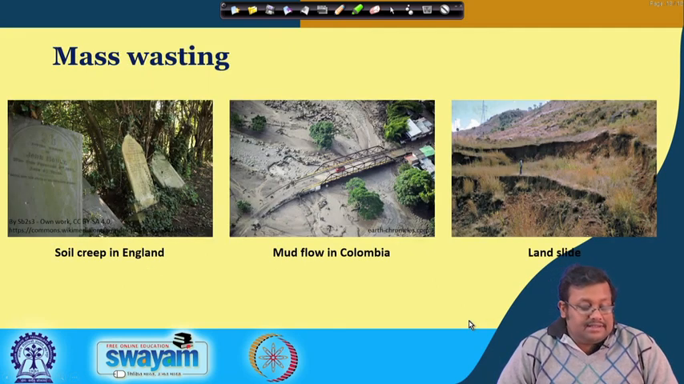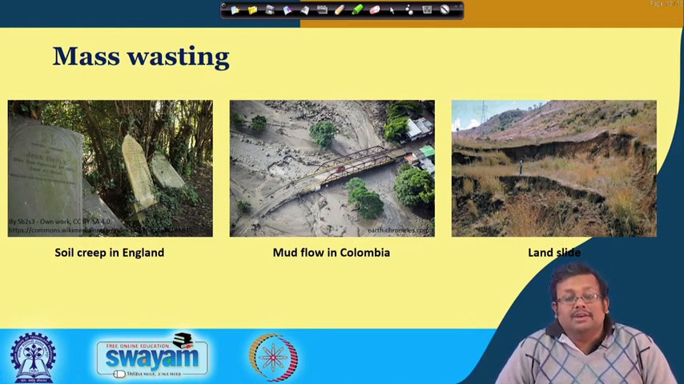In the next slide you will see pictures of these three different processes. The left one shows soil creep in England, UK, the second one shows mud flow in Colombia, and finally the third one is a landslide. Landslides are very much visible throughout the world, and they can also be seen extensively in different hilly areas of India.